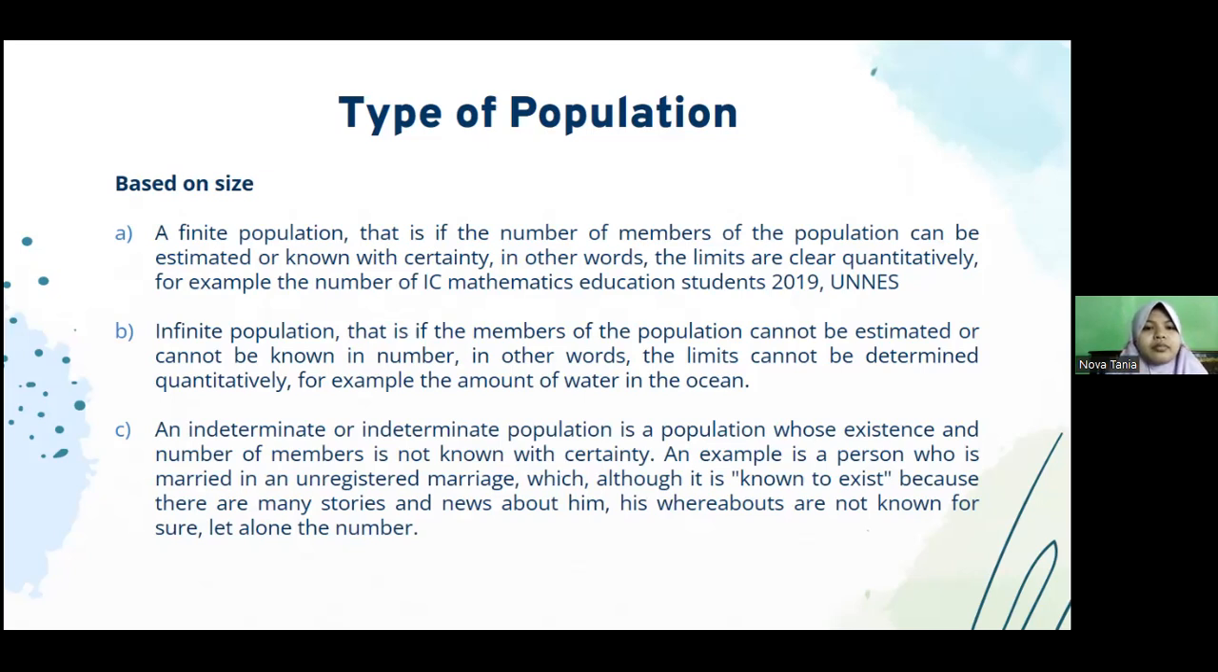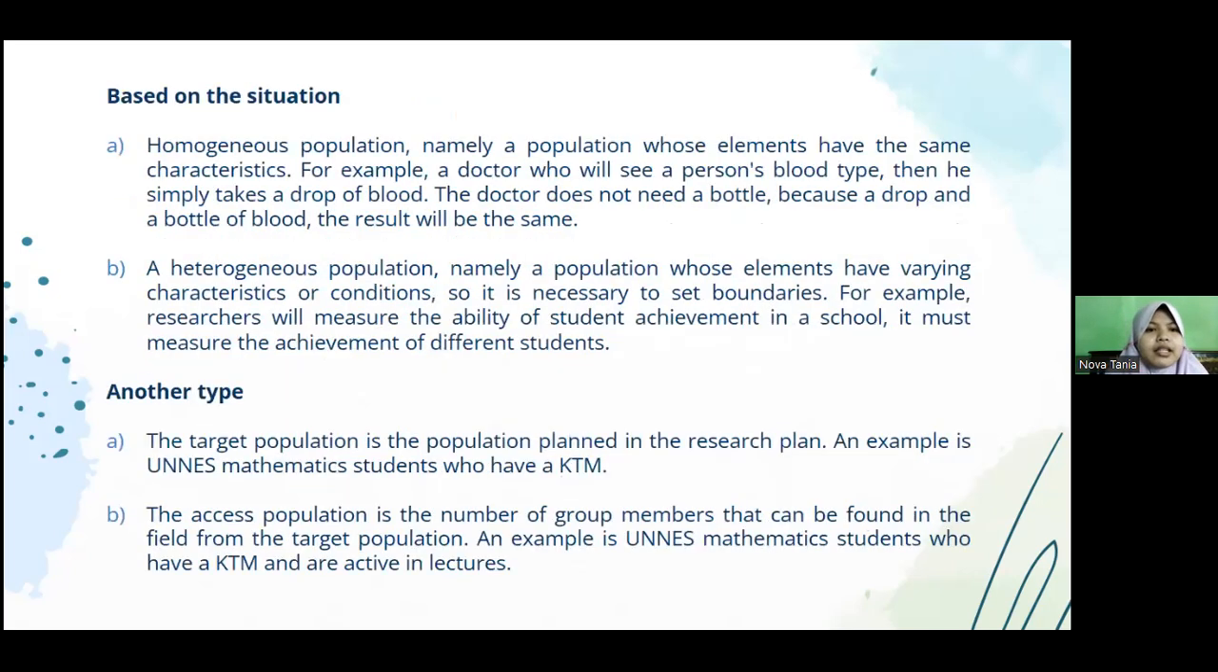Next. This is the type of population based on the situation. There are two types. The first is homogeneous population and the second is heterogeneous population. Homogeneous population, namely a population whose elements have the same characteristics. For example, a doctor who wants to see a person's blood type simply takes a drop of blood. The doctor doesn't need a bottle, because from a drop or a bottle of blood, the result will be the same.